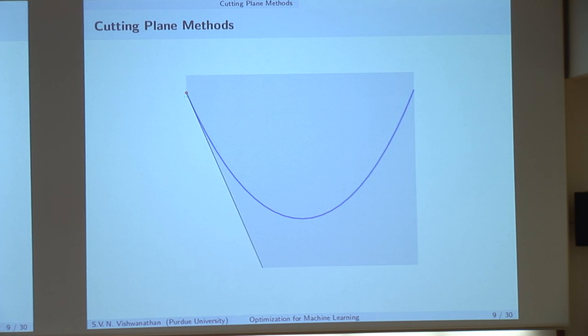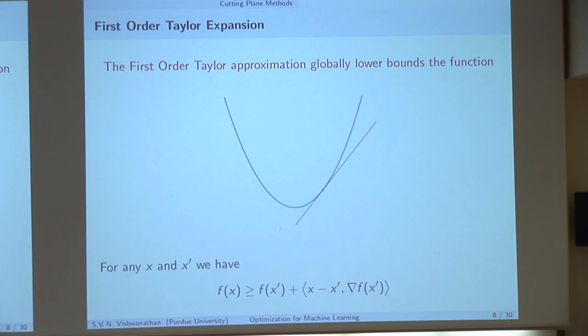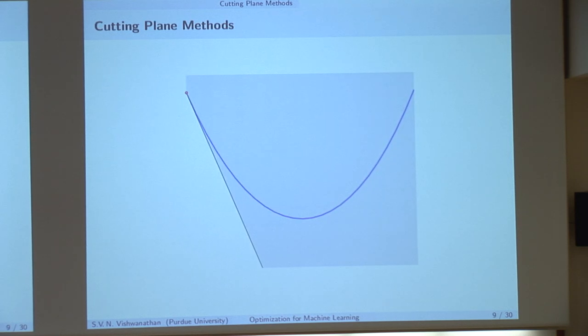I just take some arbitrary point. In fact, what you should have in mind is that this function is actually extending way above; it's just that I cannot plot it. So I take some arbitrary location, in this case this red point, and I find a Taylor expansion of this function at this point. Now you know from this slide that the Taylor expansion is always a lower bound. Since the Taylor expansion is a lower bound, immediately you can make a statement that the function cannot lie in this region.